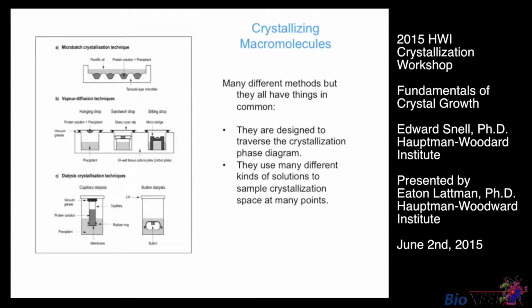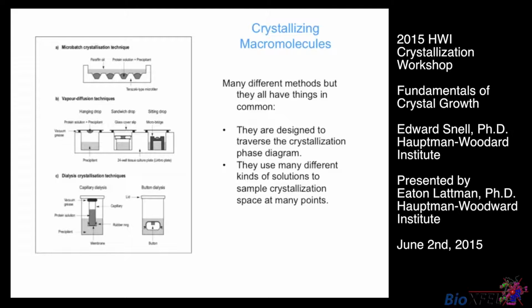Microbatch is basically an experiment in which there are small wells in which you mix protein and precipitating agent, and you cover it with some kind of a vapor block, in this case paraffin oil, so that you don't get a lot of diffusion out of these little wells. Diffusion is a big problem if you have really small volumes, and you have to be careful not to let everything disappear before you finish.